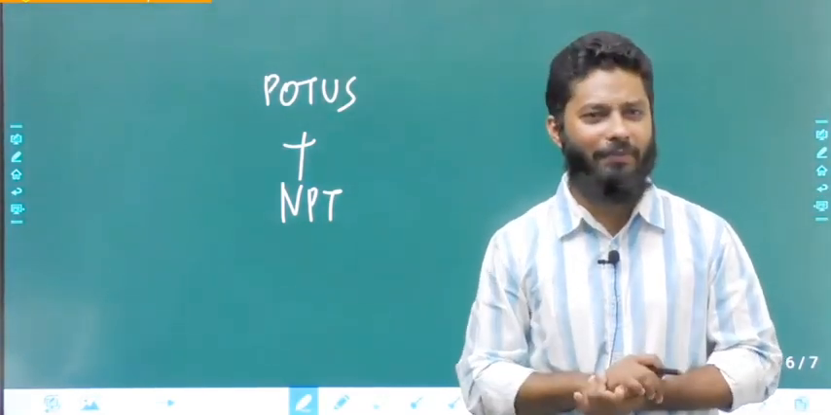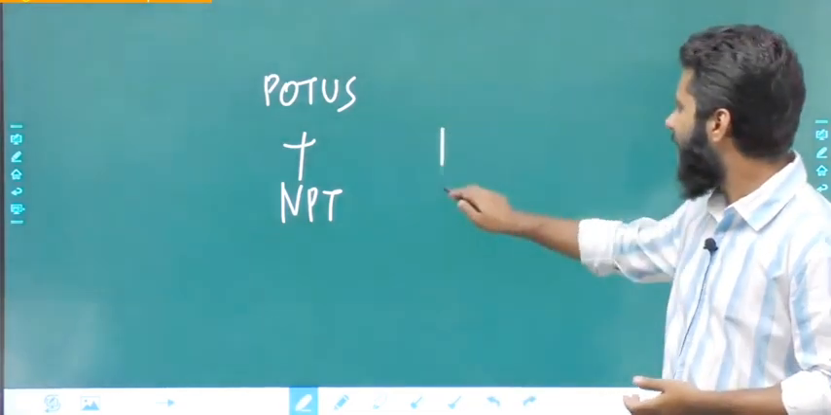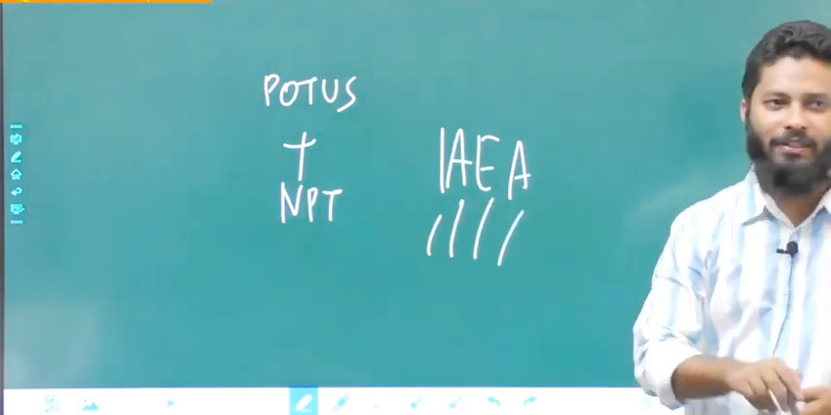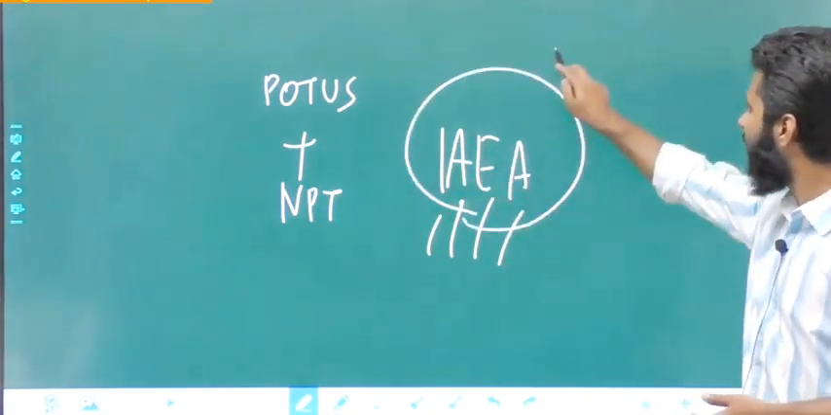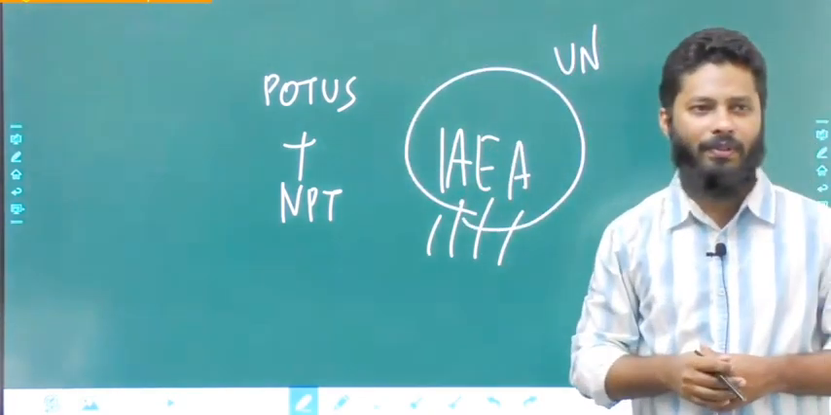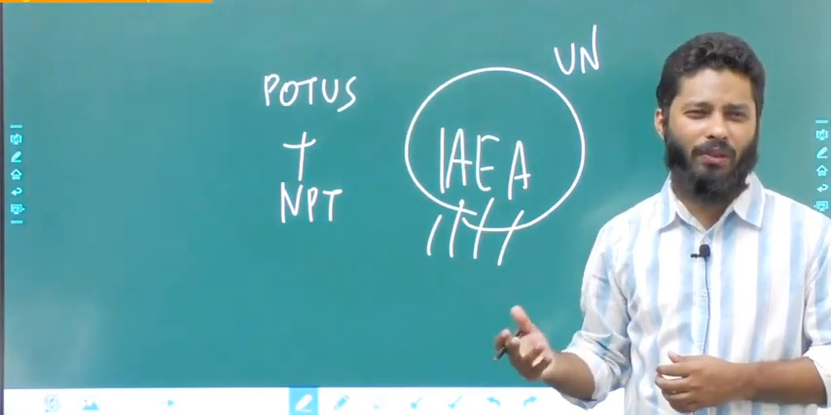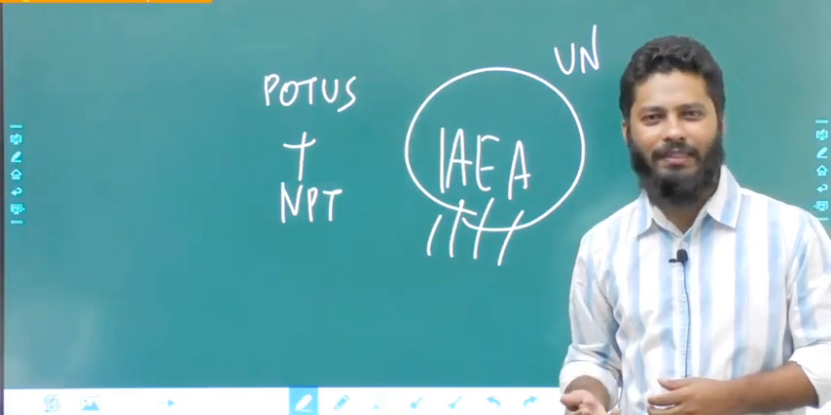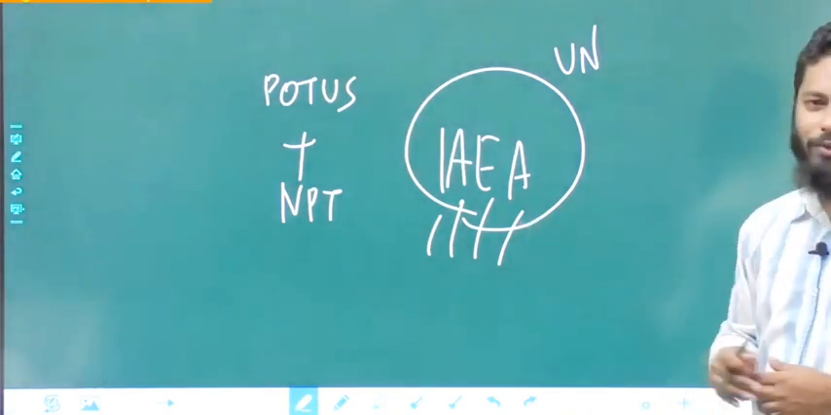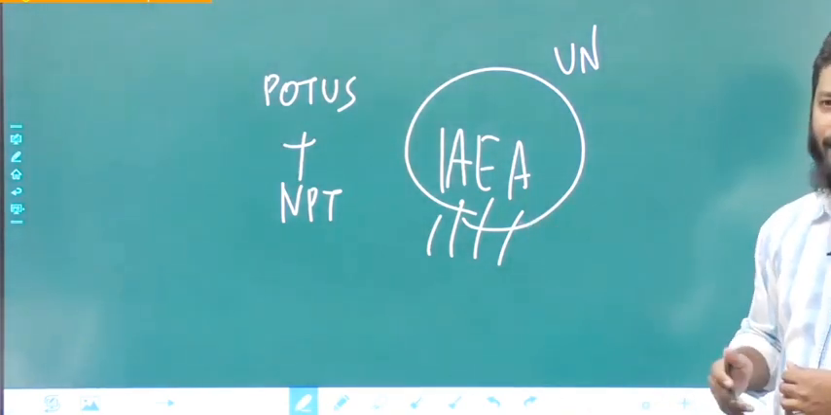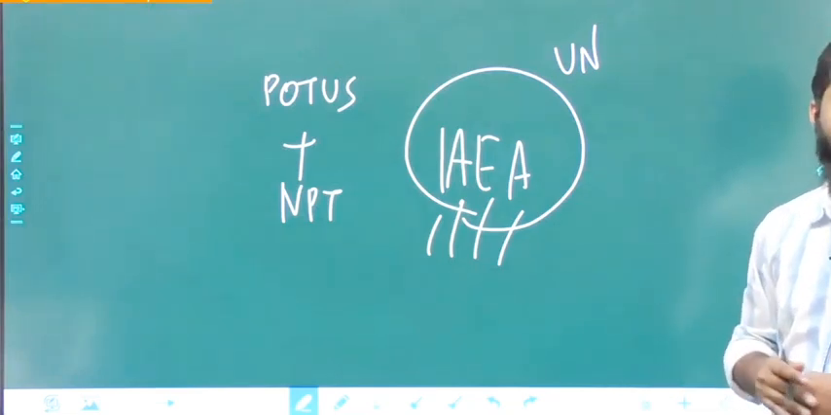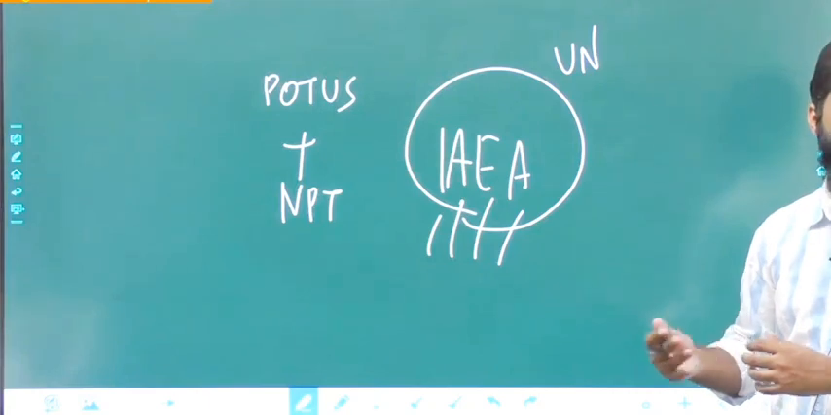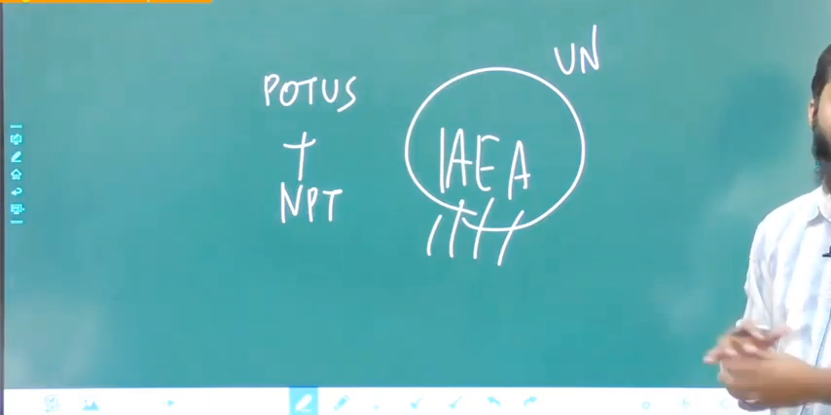But we have not signed the NPT. So there is a body, IAEA, the International Atomic Energy Agency. It is a specialized agency of the United Nations. It is a kind of watchdog, a kind of observer. It goes into the country, investigates, right? And it prohibits the country from accumulating a nuclear weapon program, so nuclear arsenals.